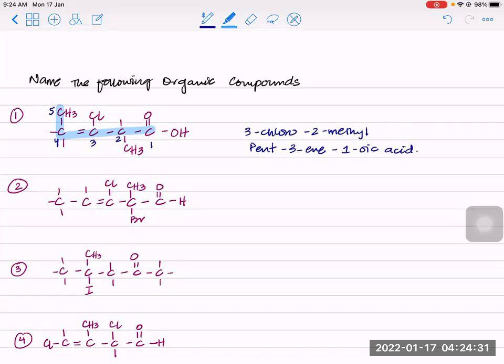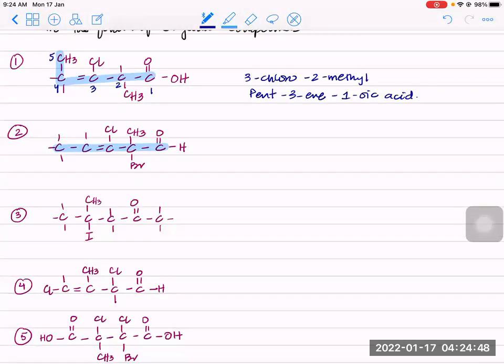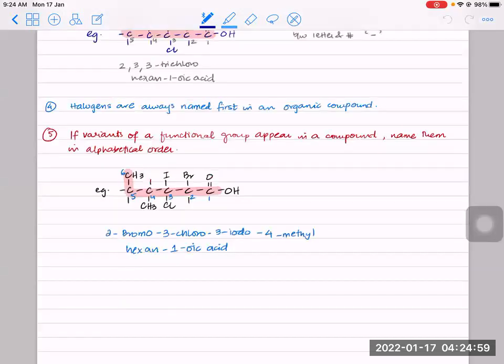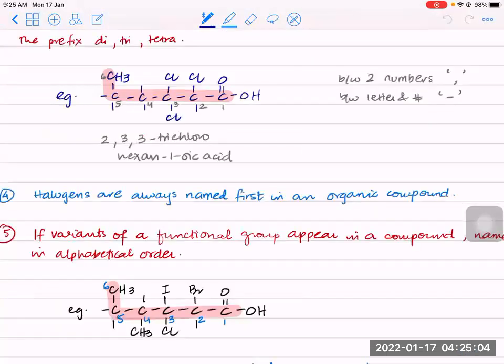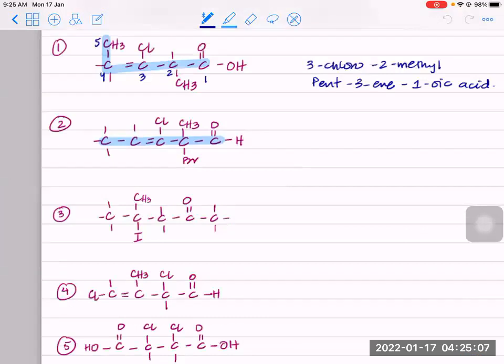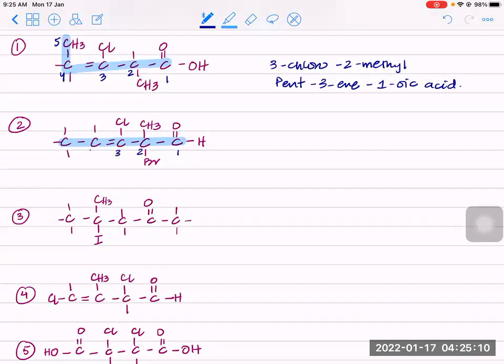How will we name this? Pick the longest carbon chain. So the longest carbon chain is 1, 2, 3, 4, 5. Now you number in such a way that the most important functional group gets the least number. Which functional groups do we have here? Aldehyde, alkyl, halogen, and an alkene. Between these, in the list of importance, aldehyde is the most important. So that should get the least number. So we will give aldehyde carbon number 1, then carbon number 2, 3, 4, 5.